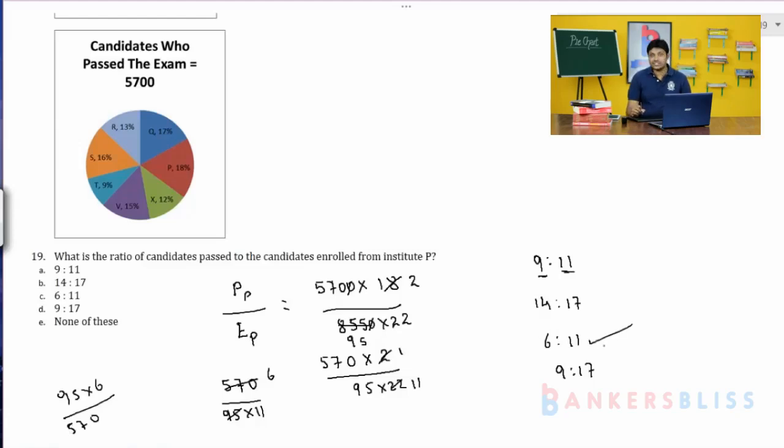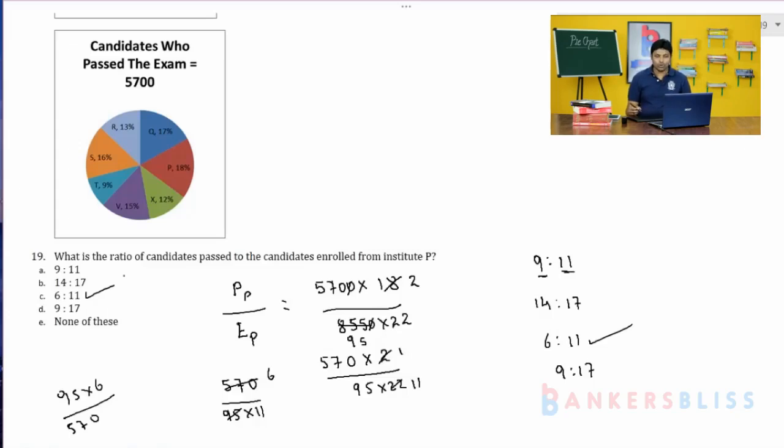Even though the numerator is divisible by 9, we didn't get 9:11, we got 6:11. Therefore the answer is 6:11. The only thing is you have to divide the numerator and the denominator by a common number. So we got 6:11, that is option C. Very simple. So 5700 into 18, 8550 into 22. The common number which I took was 9. So I divided it by 9, after that by 2, and directly I divided it by 95. So I got 6:11 as the answer. So option C is the right answer.